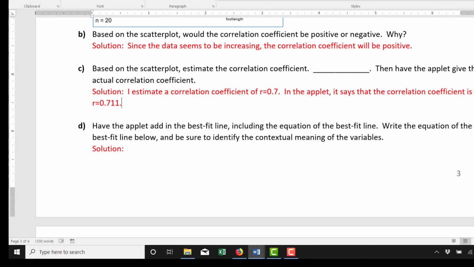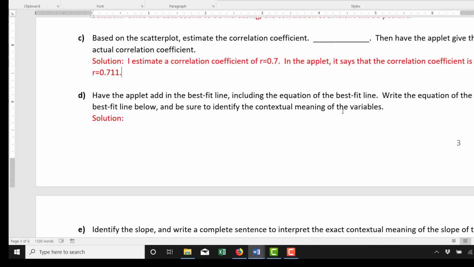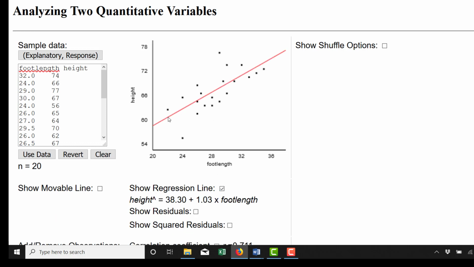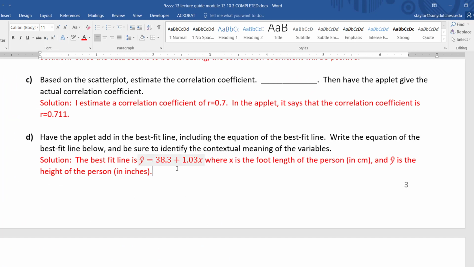Part D then says, have the applet add in the best fit line, including the equation of the best fit line. So in the applet, you'll see here there's a little box for show regression line. I check that, and it adds that red regression line in. Underneath it, it says height, with a little hat here. So this is your y hat, height hat, equals 38.3 plus 1.03 times the length. The other way to write that is y hat equals 38.3 plus 1.03x. So the best fit line is written here: y hat equals 38.3 plus 1.03x, where x is the foot length of the person and y hat is the height of the person.